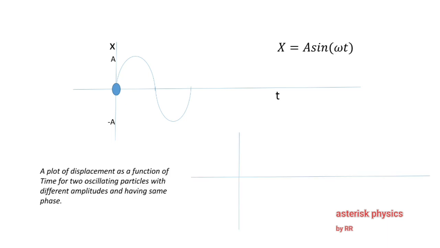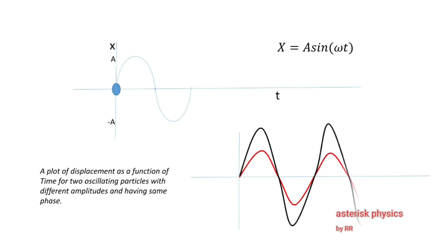Now, a plot of displacement as a function of time for two oscillating particles with different amplitudes and having the same phase will be like this. You can see the amplitudes of the oscillations are different, but the phase difference between the two waves is 0.